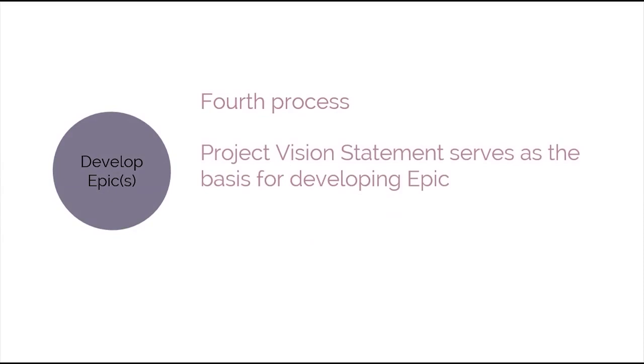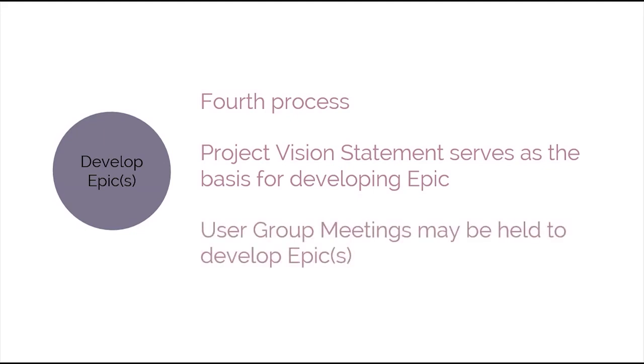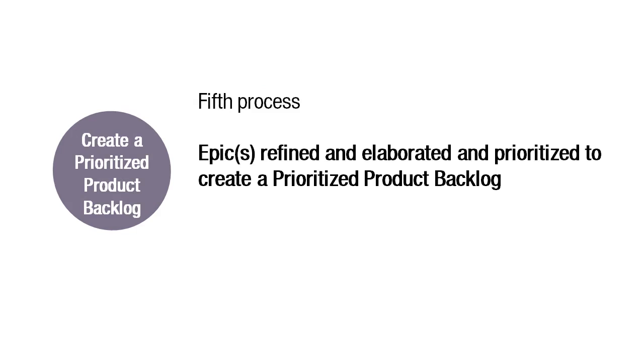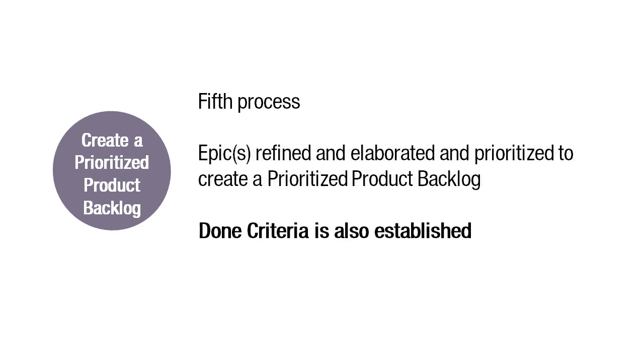The fourth process is Develop Epics. In this process, the project vision statement serves as the basis for developing epics, which are large, unrefined user stories. User group meetings may be held to develop epics. Create Prioritized Product Backlog is the next process. In this process, epics are refined and elaborated, then prioritized to create a prioritized product backlog for the project. The done criteria is also established at this point.